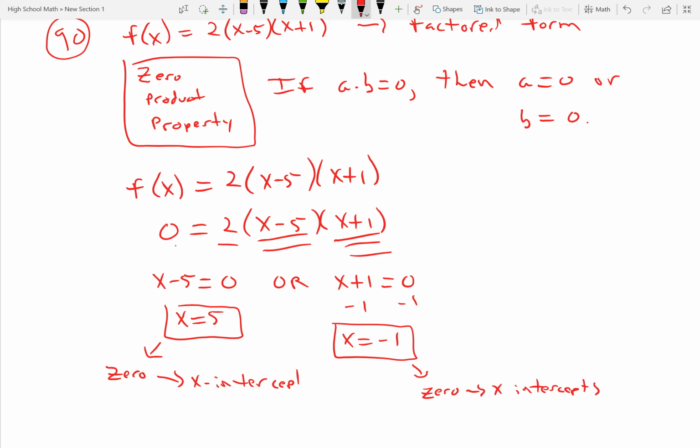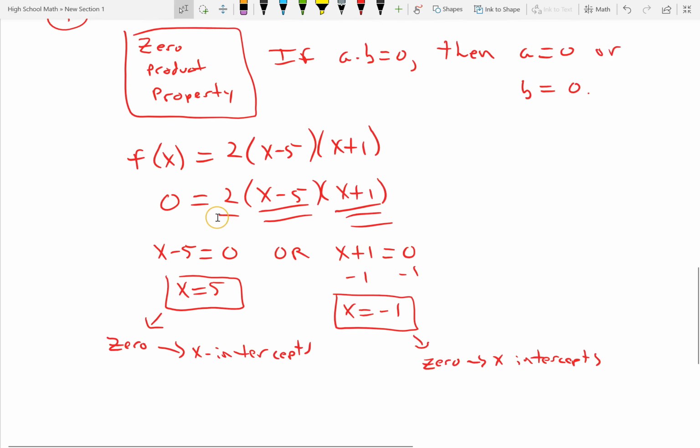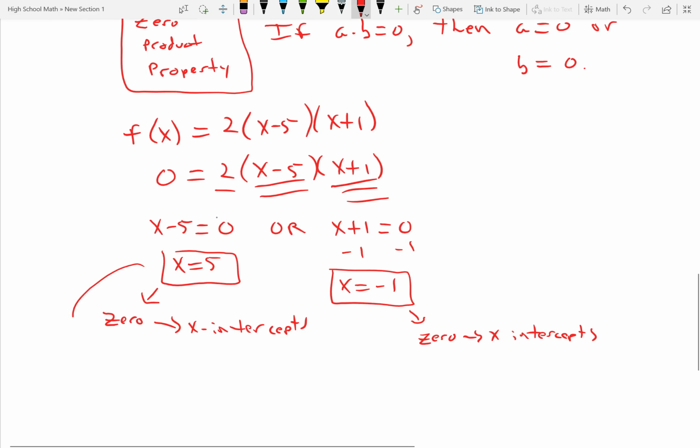What we have found, we have said, x being 5 gives us a y of 0. This value here is telling us that the point (5, 0) is on our graph. This value here is telling us that the point (negative 1, 0) is on the graph. So when you have this form, you can very easily look here and say, hey, if I make x 5, 5 minus 5 is 0, 0 times some stuff is 0. We've got 2 points we can graph.